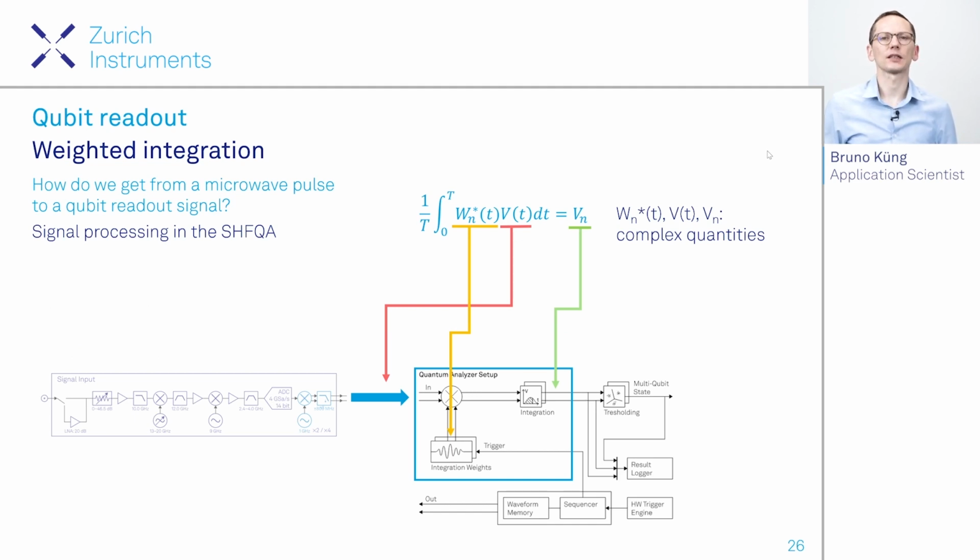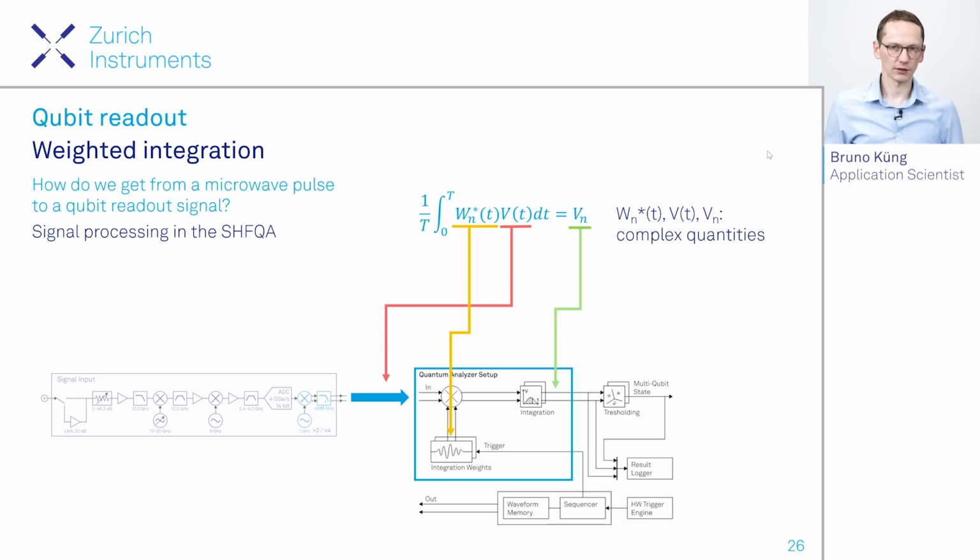And this step is represented by the integral formula that you see here on the top. It's an integral over a time-dependent input signal v of t, a complex signal, and the integration weight Wn of t, the complex conjugate of it, where this index n denotes one of multiple integration weight units.